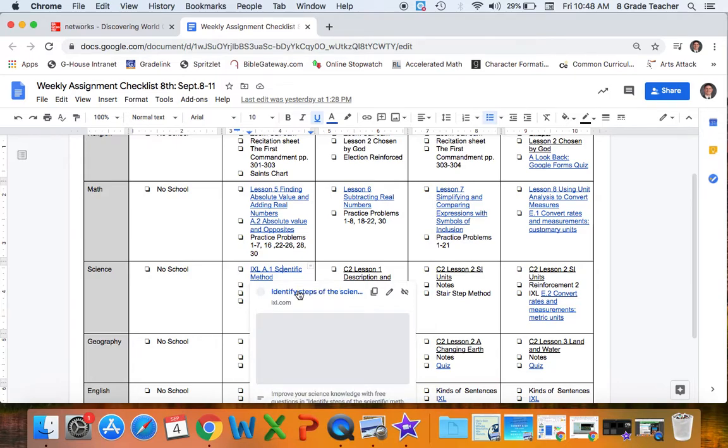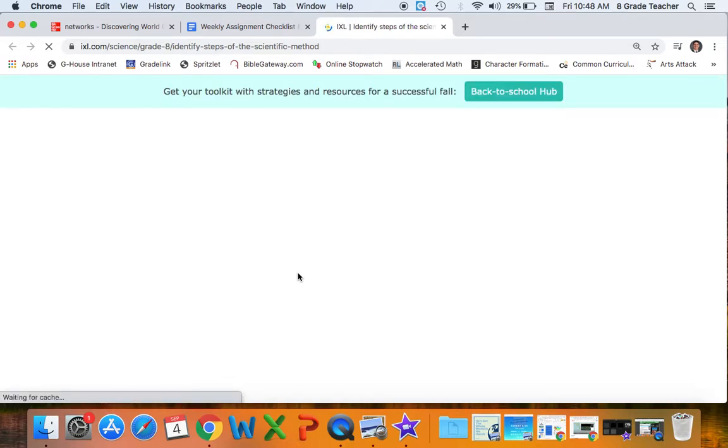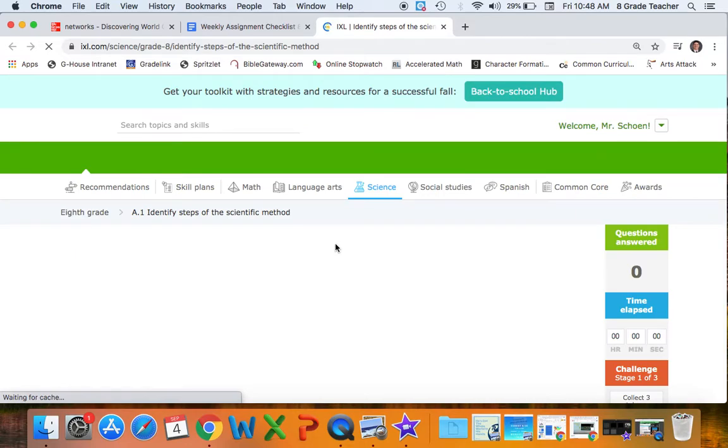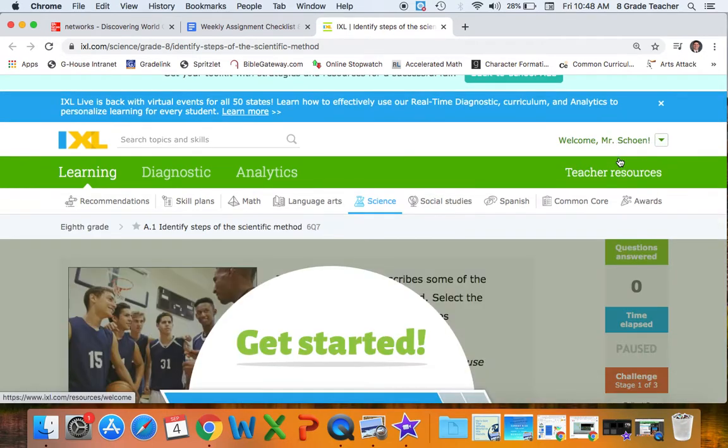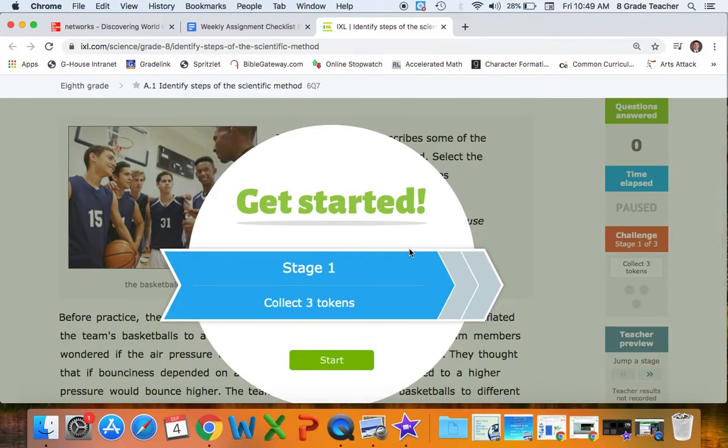If I click on that link and open up my IXL account, it should take me right to that specific skill. As that's loading, here's a chance to remind yourself when you're going to IXL to always make sure that you are logged in, that right up here it says your name. If it doesn't say sign in, you have to make sure that you have signed in to that specific account. Either go through Clever to sign in or go through our Google Classroom link to get in with Google.